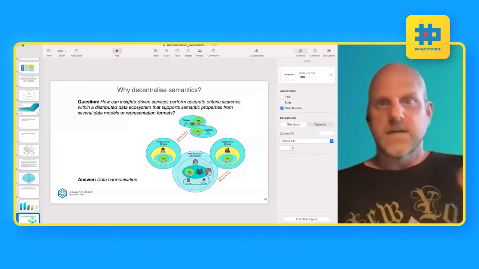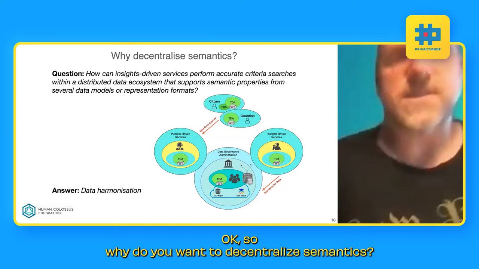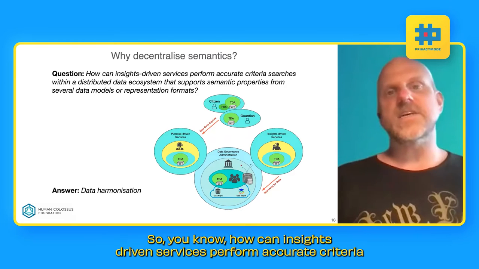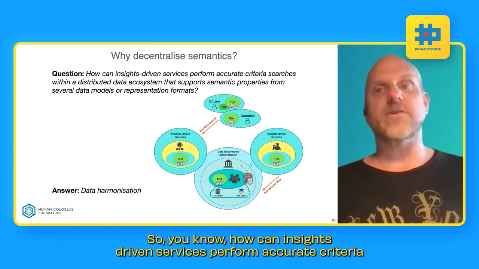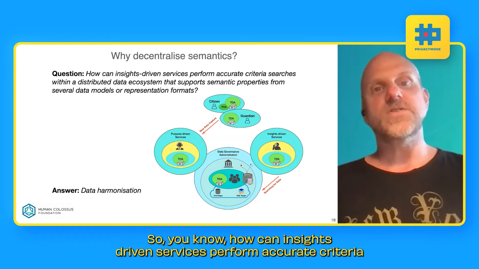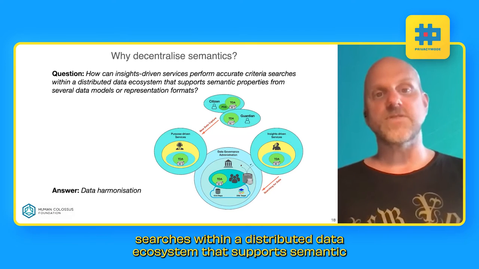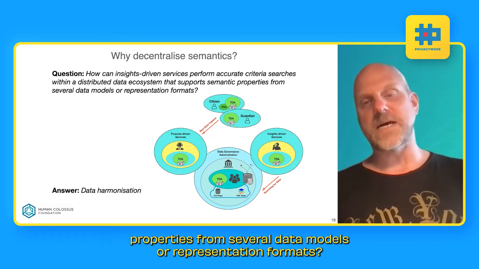Okay, here we go. So why do you want to decentralize semantics? I thought I'd start this with a question. How can insights-driven services perform accurate criteria searches within a distributed data ecosystem that supports semantic properties from several data models or representation formats?